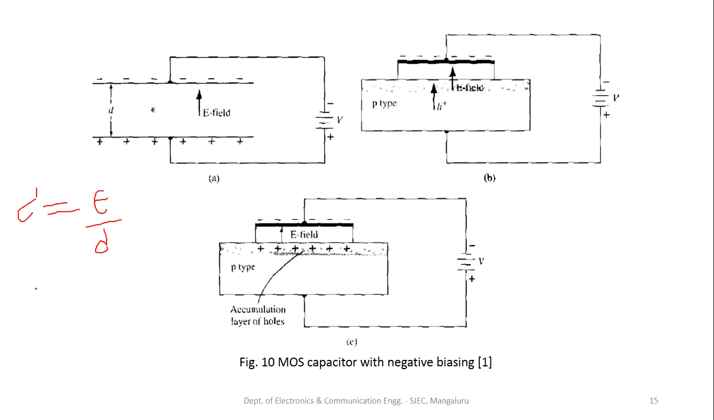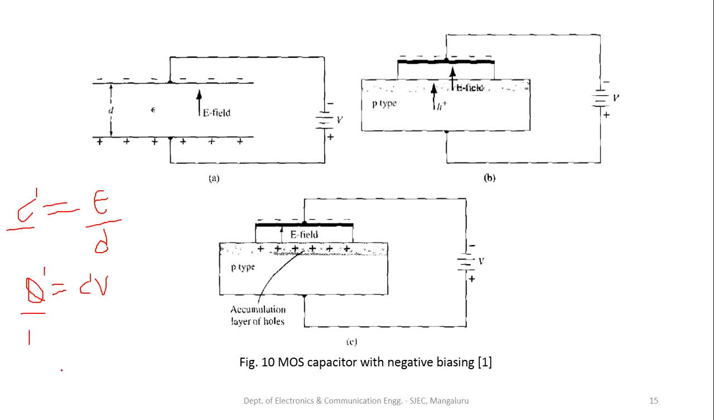Then the charge per unit area Q dash is equal to C dash into V, where C dash is the capacitance per unit area and V is the voltage applied to this parallel plate capacitor. The prime over here, the dash over here, is per unit area. C dash is capacitance per unit area and Q dash is charge per unit area.